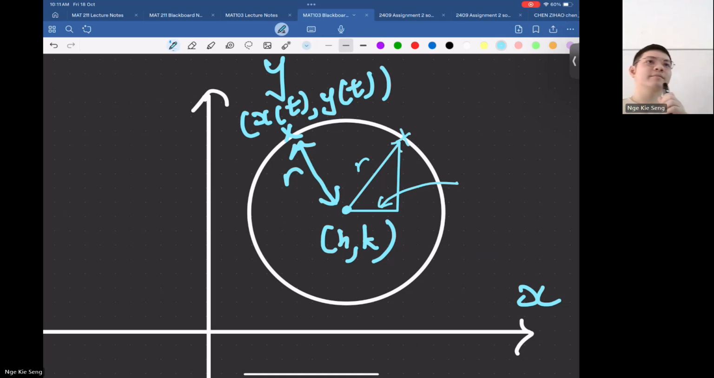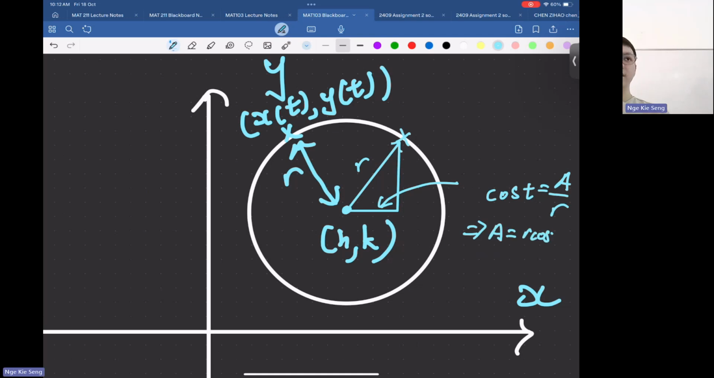What do you think? Something about cos t. So cos t is what? Cos t is adjacent over hypotenuse, but we know the hypotenuse now, right? It's R. So adjacent becomes R times cos t. So this x coordinate is R times cos t. How about the y coordinate? It becomes R sine t.